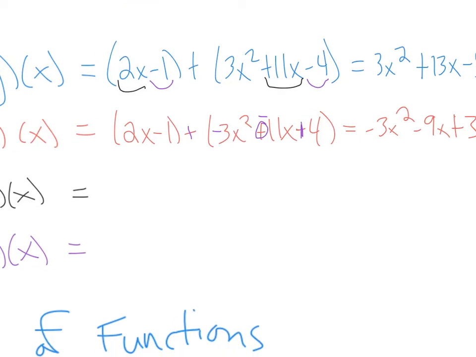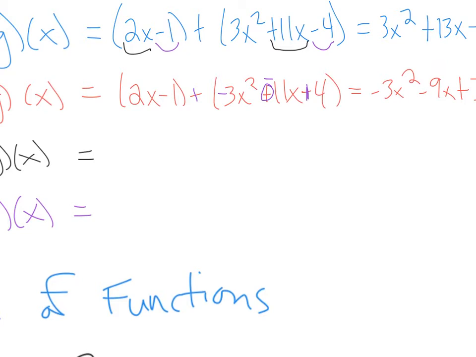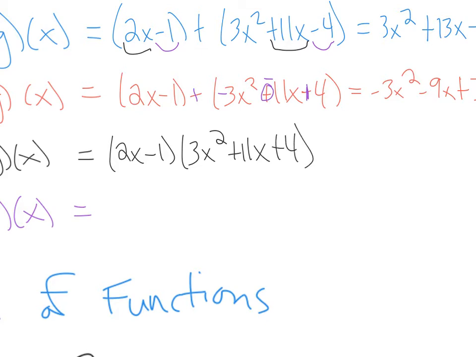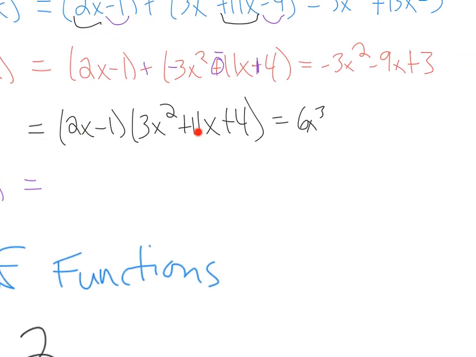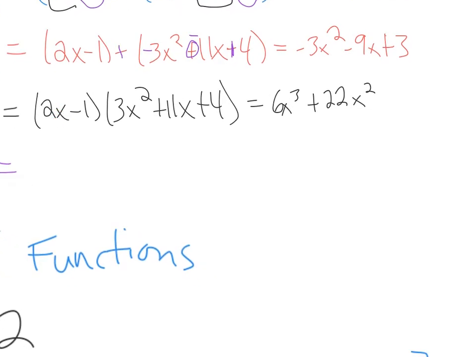Awesome. Let's go down to the multiplication. 2x minus 1 times 3x squared plus 11x plus 4. You got to FOIL this out or use the distributive property. So really quickly, if I take 2x, multiply it by 3x squared, that's going to result in 6x cubed. Then I take 2x, multiply it by 11x, and that would get you a 22x squared. Then 2x times 4 gets you a positive 8x.